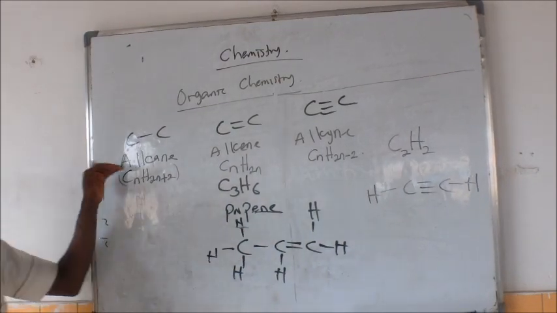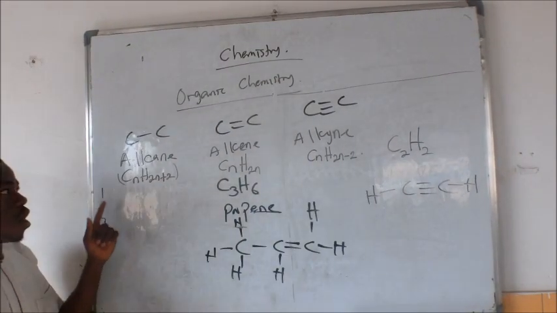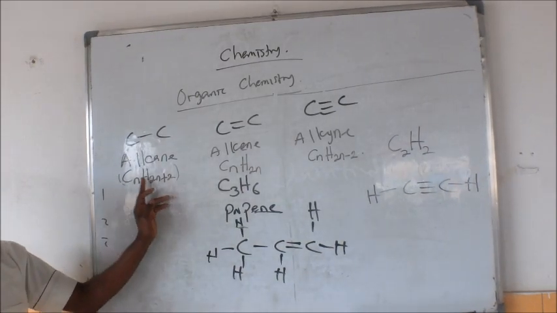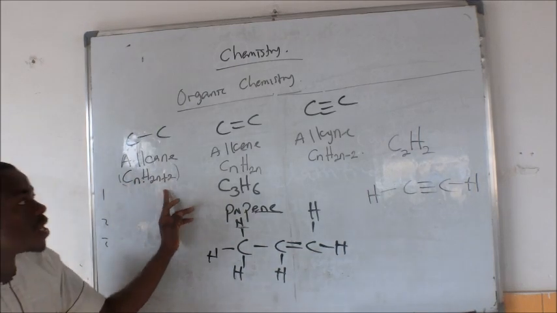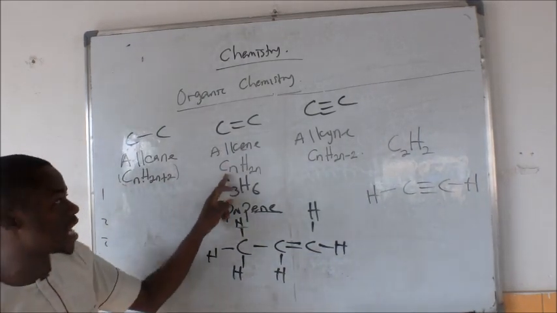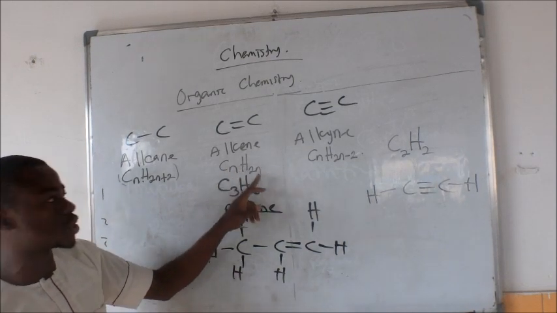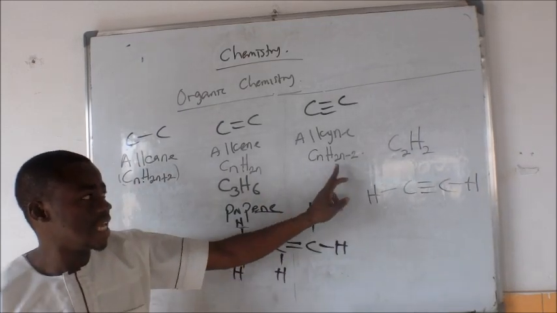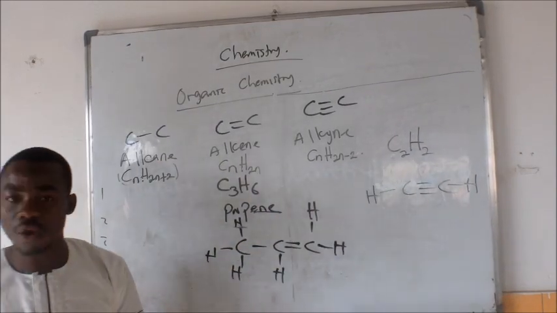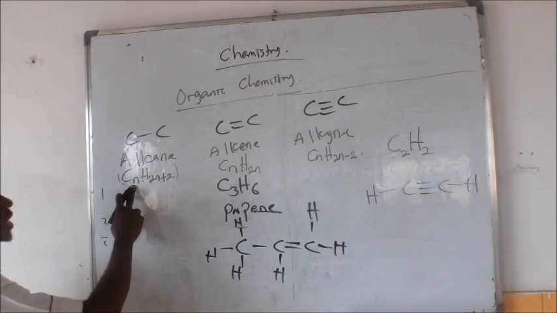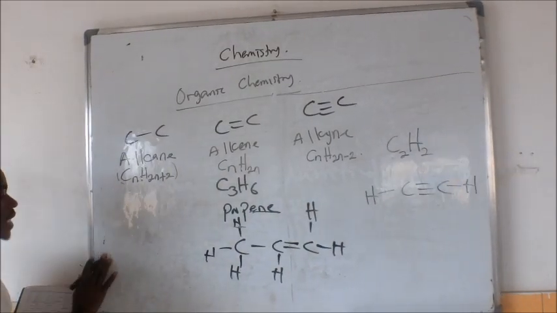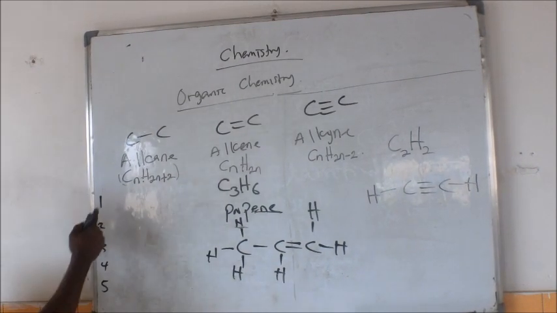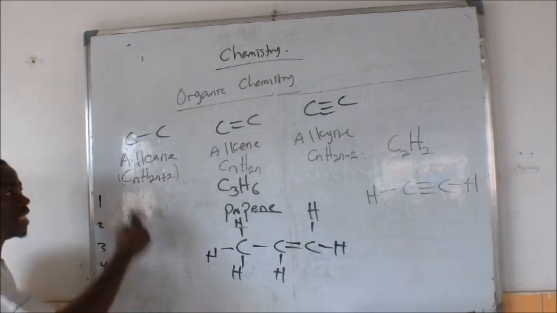Each of these family names, or each of these functional groups, has a general formula, which is this. For alkane, CnH2n+2. For alkene, the general formula is CnH2n. And alkyne has the general formula CnH2n-2. And I made you understand that this n is the one that is dictating the name of each member in this group.